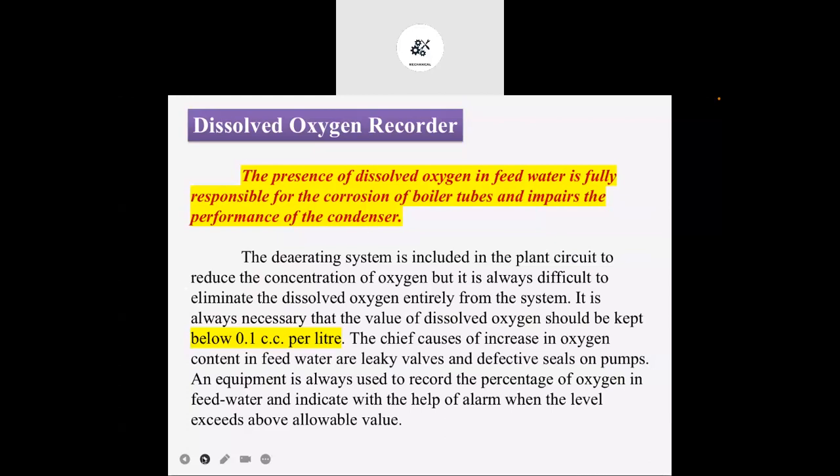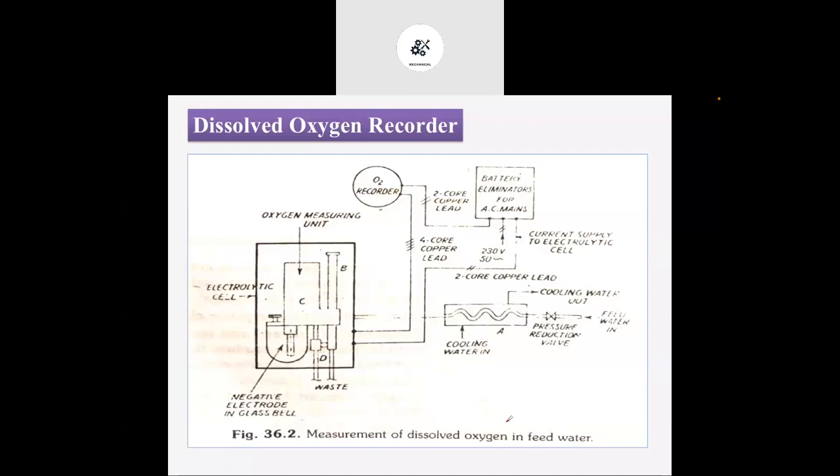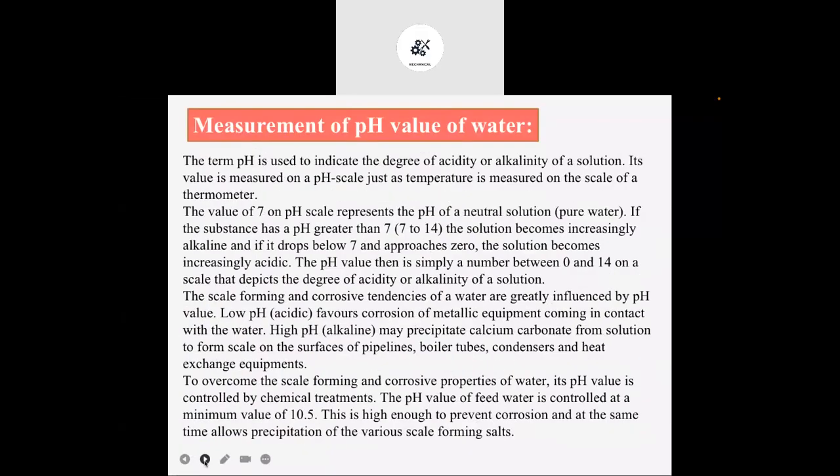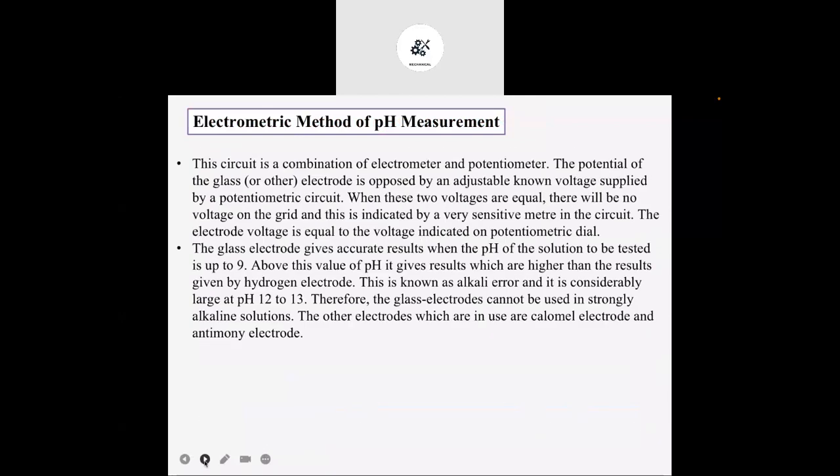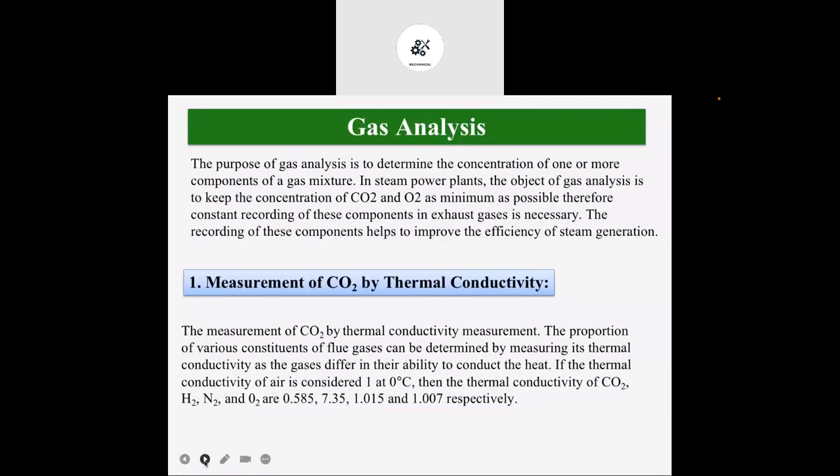One of the methods we saw uses the thermal conductivity or electrical conductivity of the feed water. Then the dissolved oxygen is also recorded by using this particular device. Then the measurement of pH value of the water. For that, we are using the electrometric method to measure the pH value of the water.